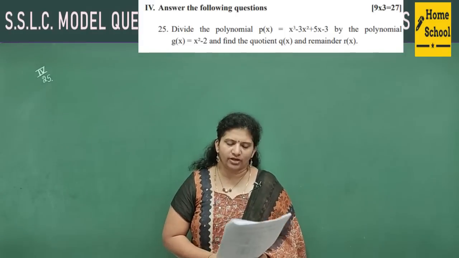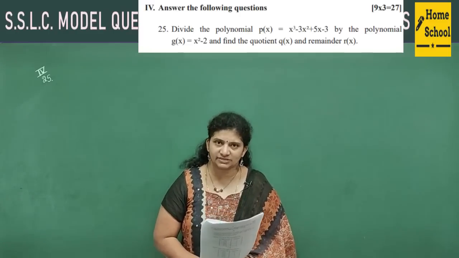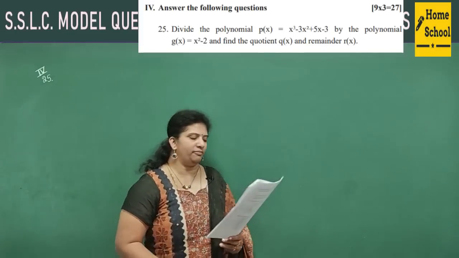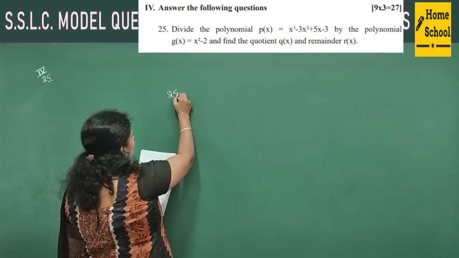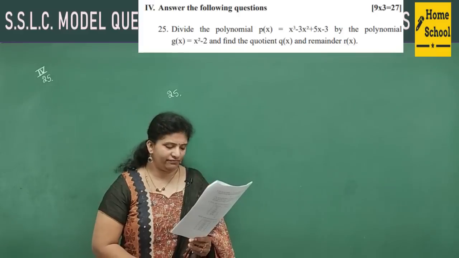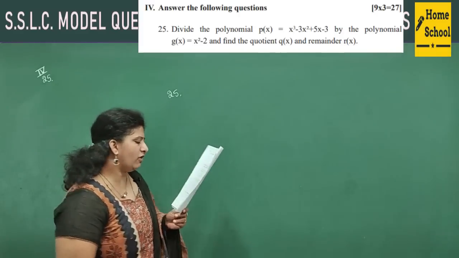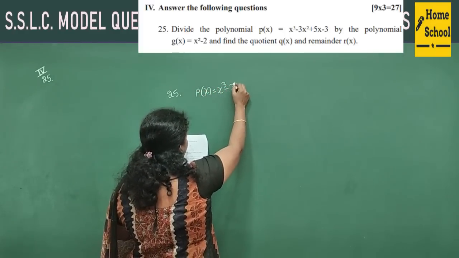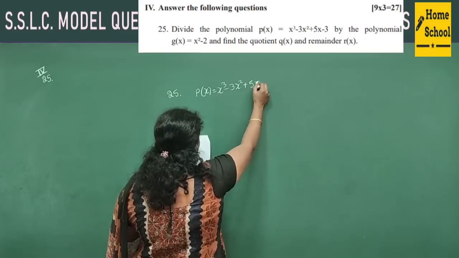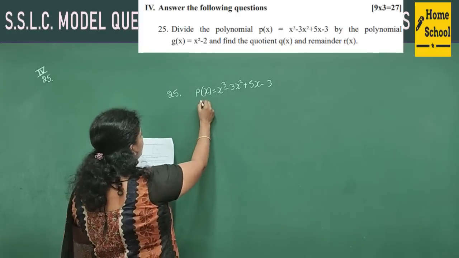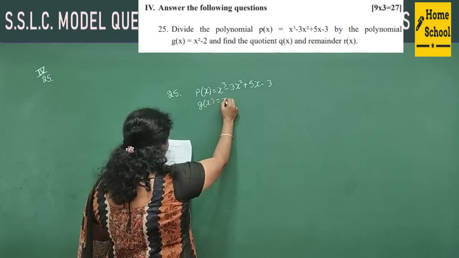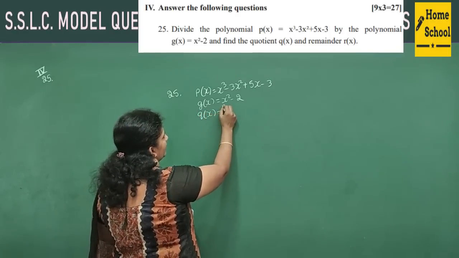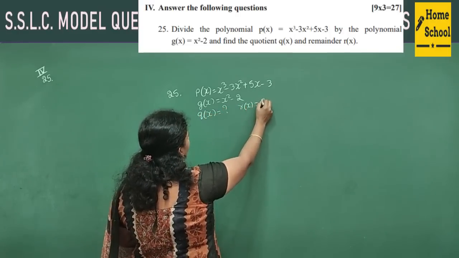Fourth main, answer the following questions. 9 questions will be there in this main. Each carries 3 marks. 9 into 3, 27 marks. 25th problem. This main continues the numbering. 25. Divide the polynomial p of x is equal to x cube minus 3x square plus 5x minus 3 by the polynomial g of x is equal to x square minus 2. Find the quotient and remainder, means we need to find q of x and r of x.